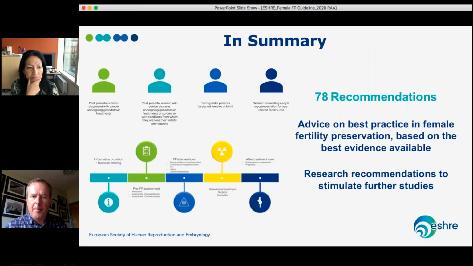So in summary, we formulated 78 recommendations around these 4 different patient groups. We identified the key steps in the pathway that patients will have and identified recommendations for each of those steps on the patient journey. Of course, this is very much based on the best current available evidence, and that is going to be changing all the time. But at the moment, we'd like to think that this is best practice based on the best evidence that we can identify at the moment. And of course, we have recommendations for research to stimulate other studies to improve this and improve our patients' care.